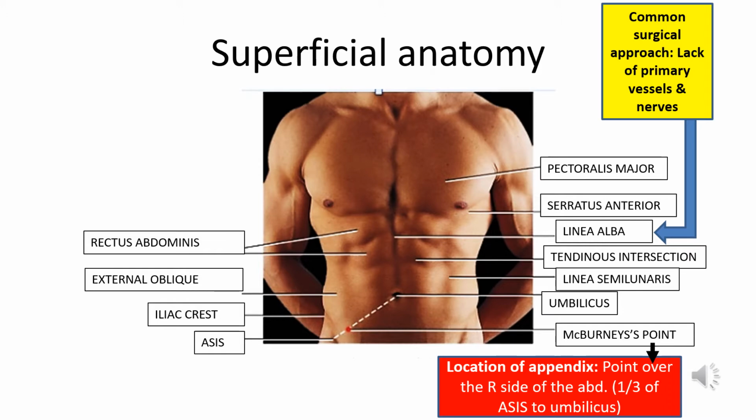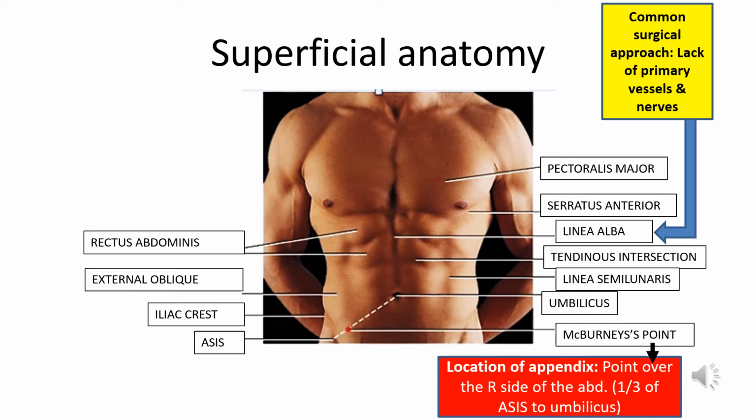Some of the outlines of the abdominal structures can be viewed on the surface, especially in a muscular person. As you can see in this picture, some surface line marks on the abdomen are clearly visible, such as linea alba, tendinous intersection, rectus abdominis muscle, external oblique muscle, and linea semilunaris.